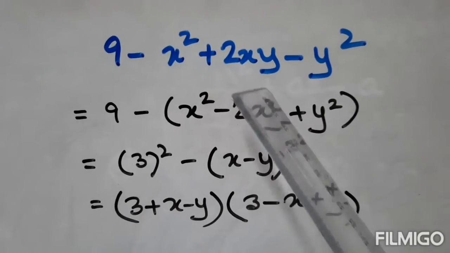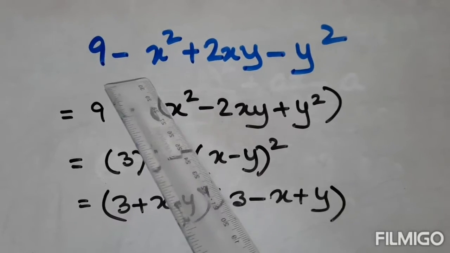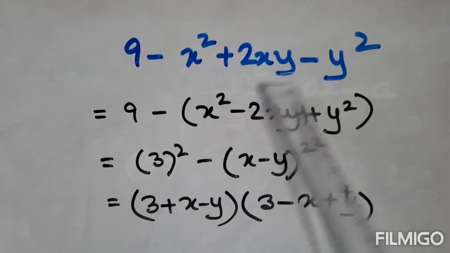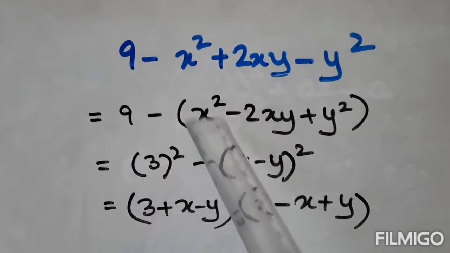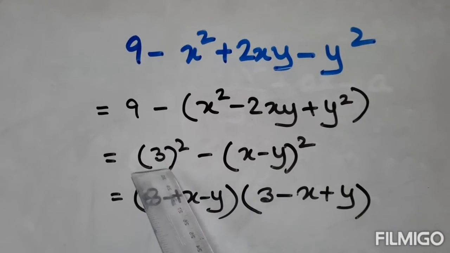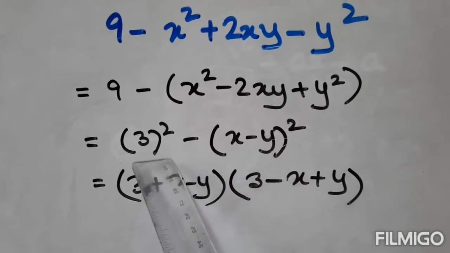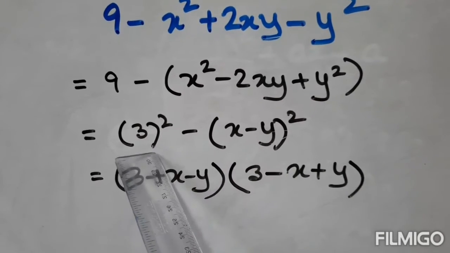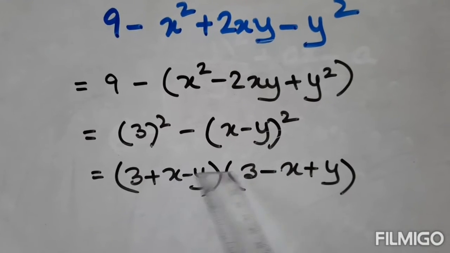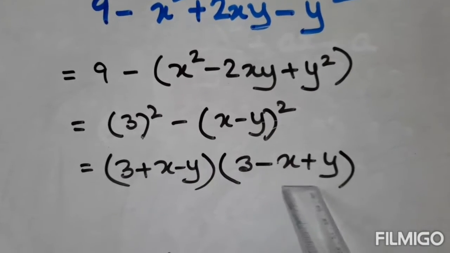9 minus 3x plus 2xy minus y square. Here we find that this is in whole square form. If we take minus common, the rest is x minus y whole square. Again 9 is 3 square. So we get the form a square minus b square, difference of two squares. So we can express as 3 plus x minus y, 3 minus x plus y, that is a plus b into a minus b.